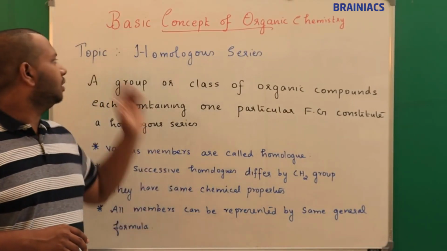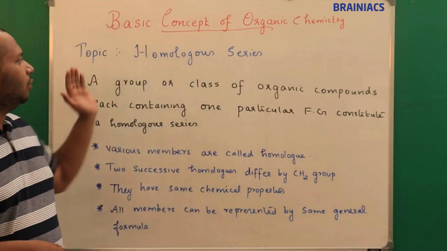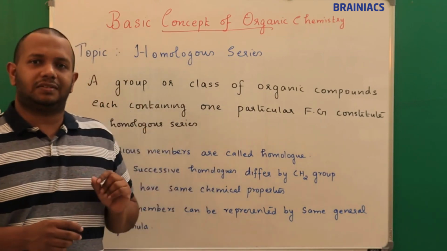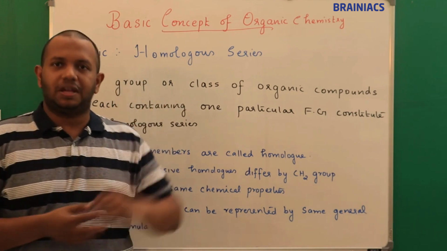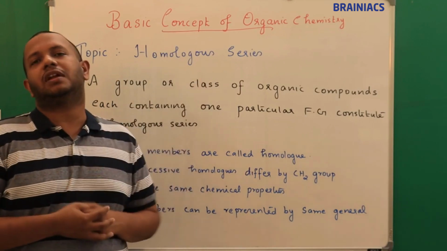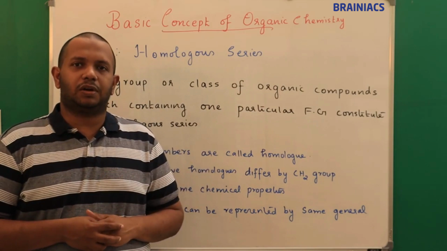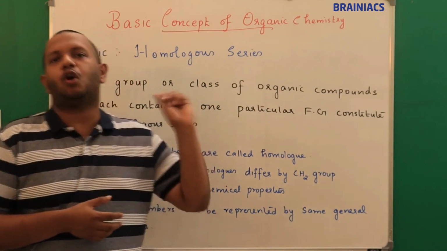Going to discuss here is the topic called homologous series. So what do you mean by homologous series? I can say that a homologous series is a series or group of organic compounds having one particular functional group, and they have similar chemical properties and they differ by a CH2 group. We can say each member of this homologous series is a homologue.